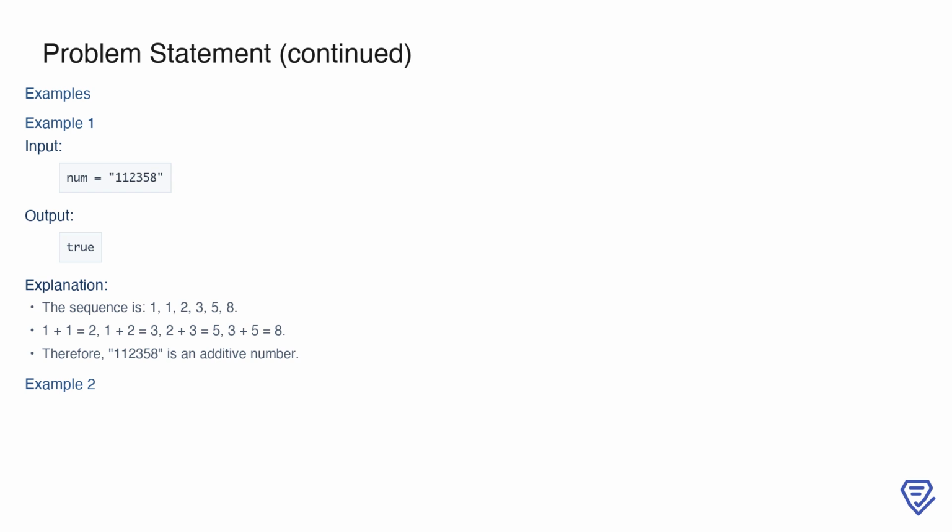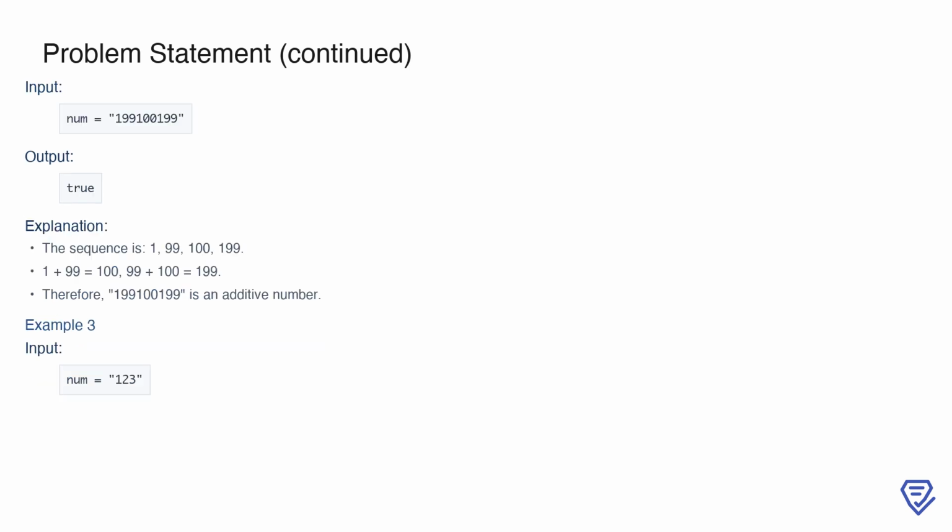Let's look at an example to understand this better. Consider the input string number equals 112358. The output is true because this string represents the sequence 1, 1, 2, 3, 5, 8, which is a valid additive sequence. To verify, we check the sums: 1 plus 1 equals 2, 1 plus 2 equals 3, 2 plus 3 equals 5, and 3 plus 5 equals 8. Each number in the sequence is formed by adding the two numbers immediately before it. This satisfies the conditions of an additive sequence, so the function should return true.